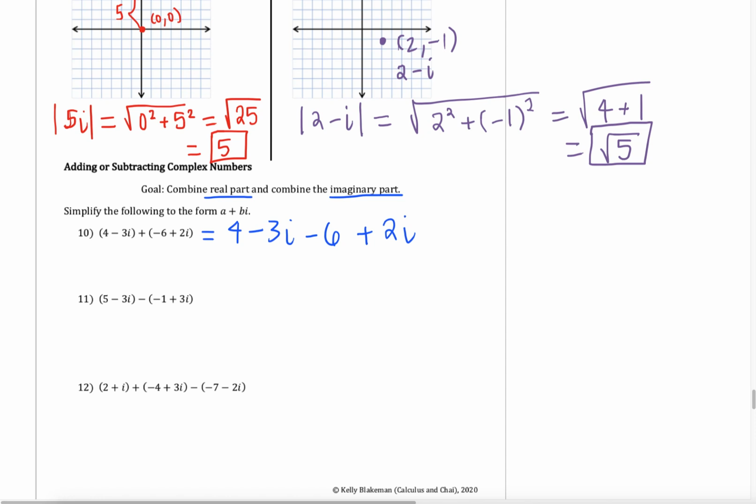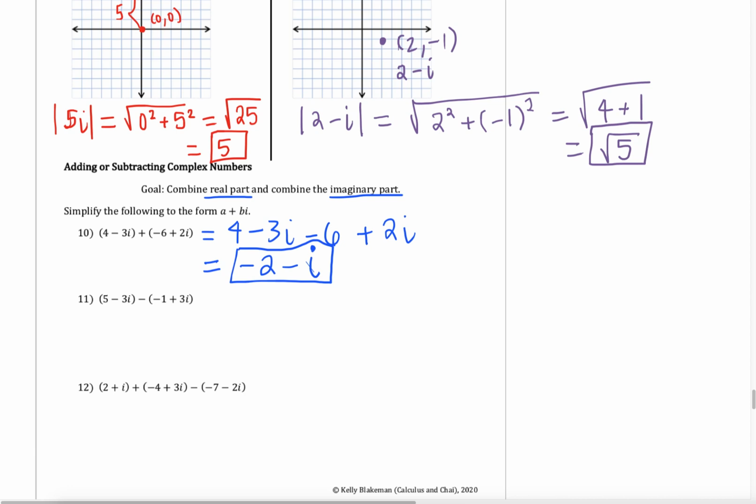What are the real parts of this expression? So in this case, my real parts are the 4 and the -6. So when I go ahead and combine those, 4 minus 6 gives me a -2. Then my imaginary parts are the -3i plus the 2i. And when I combine those, I end up with -1i. So I just get -i then. Now that I've combined the real and imaginary parts, I don't have anything else left to combine since -2 and -i are not like terms. So that ends up being my final answer then.